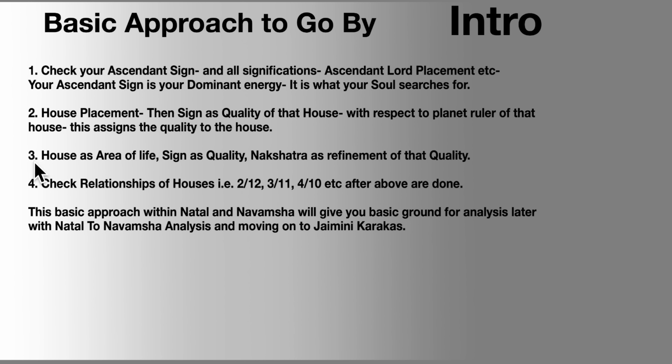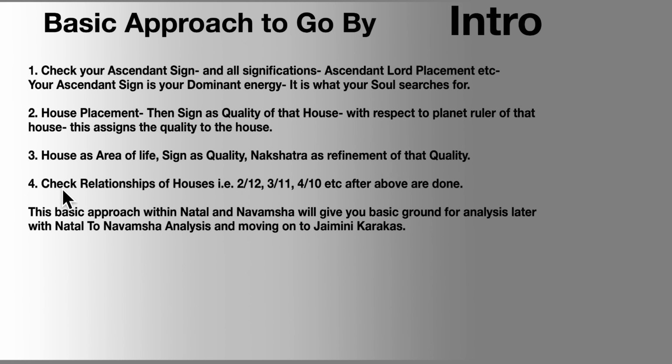So the order in which you cover this is house as the area of life. 5th house being education, children, your love and romance, that kind of thing, right? Area of life. Sign assigns a quality and nakshatra a refinement of that quality. Basic rule, okay? Follow this everywhere. Because as we tend to go deeper and deeper into astrology, we tend to forget some basic rules.